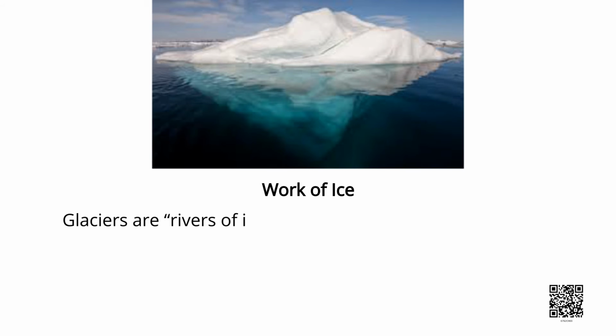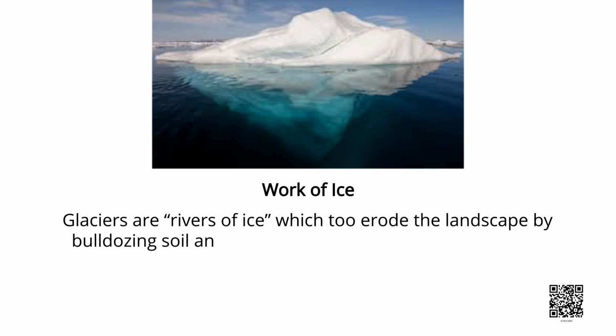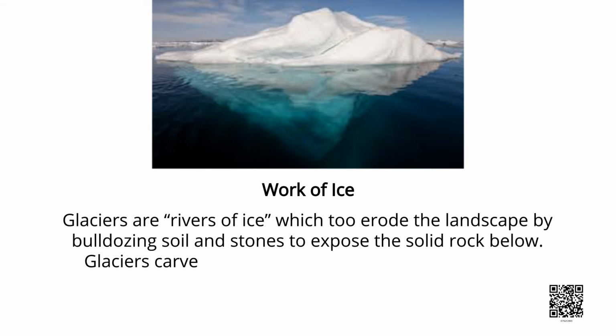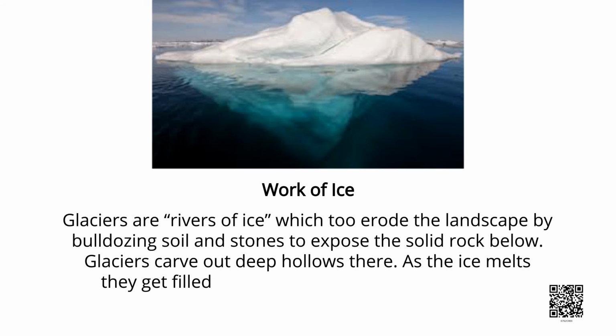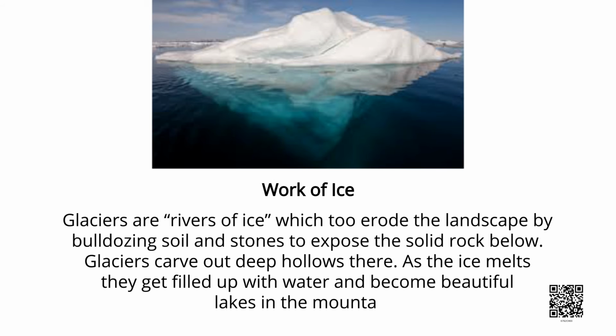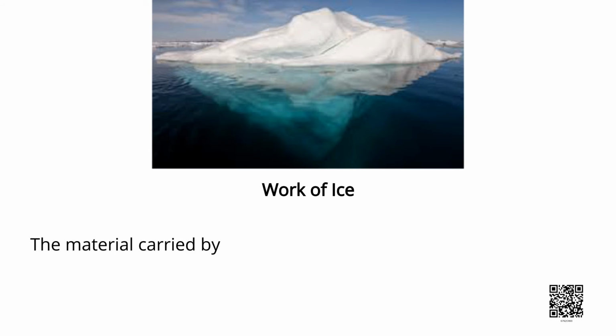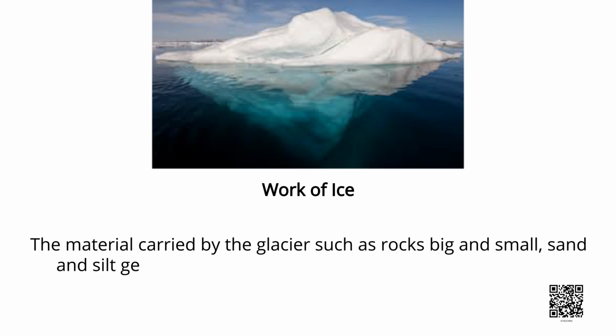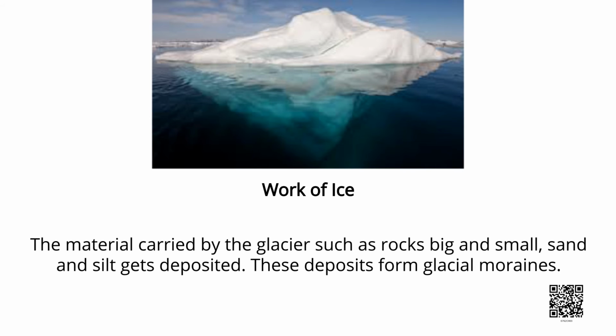Glaciers are rivers of ice which erode the landscape by bulldozing soil and stones to expose the solid rock below. Glaciers carve out deep hollows there. As the ice melts, they get filled up with water and become beautiful lakes in the mountains. The material carried by the glaciers, such as rocks, big and small, sand and silt, gets deposited. These deposits form glacial moraines.